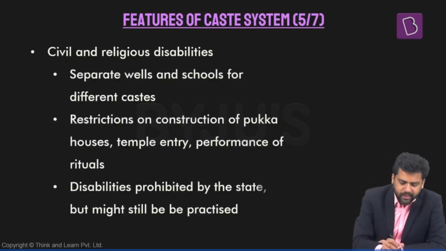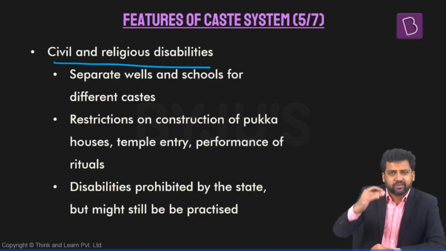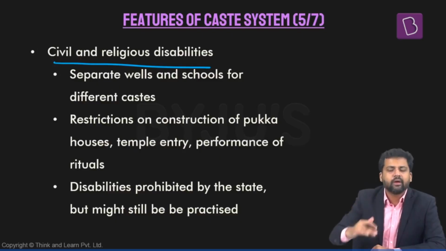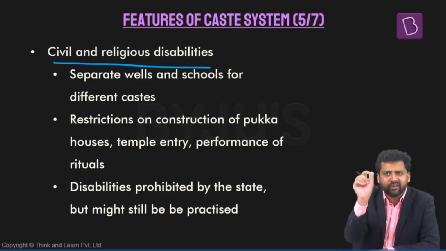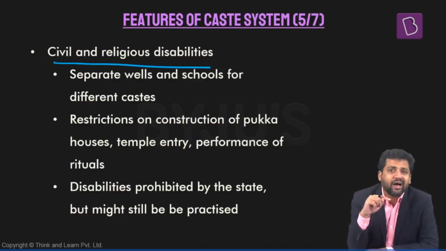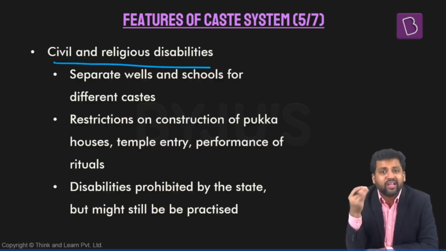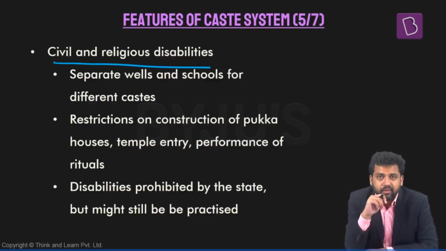The next feature, civil and religious disabilities. See, within the caste system, different castes are given a position in the hierarchy. There is a hierarchical arrangement, and different castes will have different positions. Now, not only does the position vary, different castes are also accorded different kinds of rights and privileges. And at the same time, different castes are not given some of these rights. They might even suffer different kinds of disabilities.